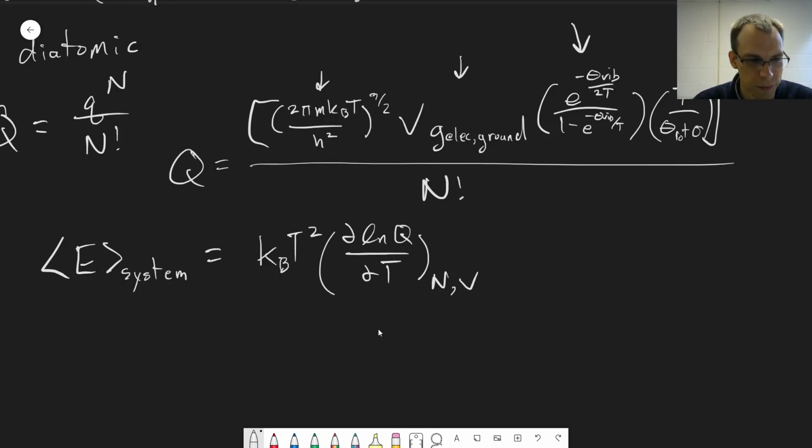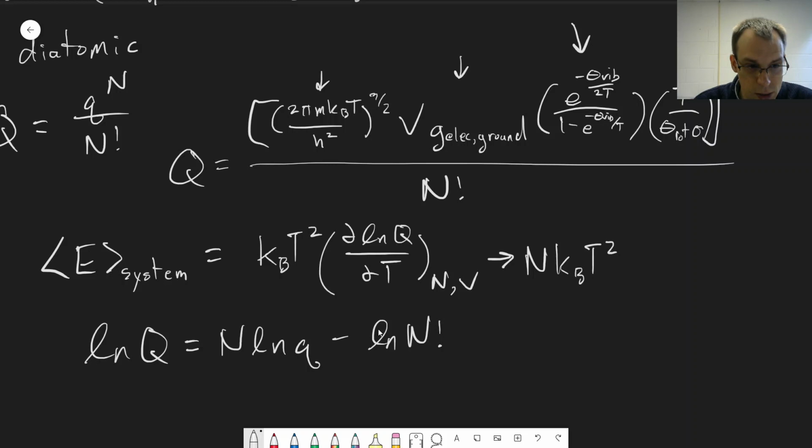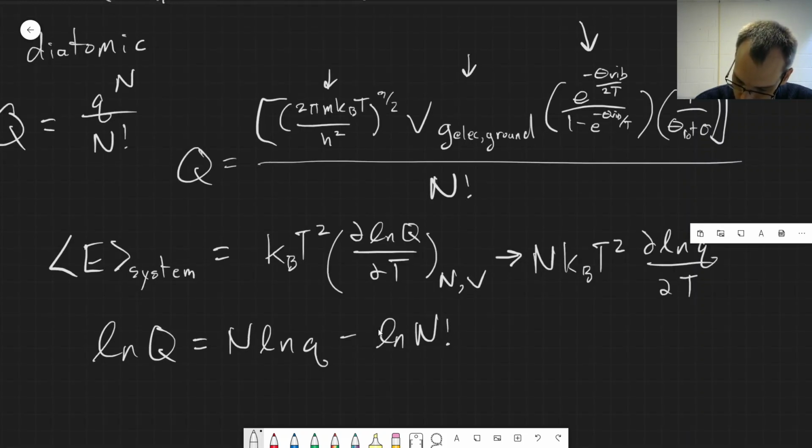right? So this is going to be equal to, right, we can look at log Q and say, okay, this is N times natural log of little q that we have above, minus log of N factorial. Again, that's just a constant. We've seen this before. And so we can say that this is equal to N times kB T squared d log little q dT, holding N and V constant.